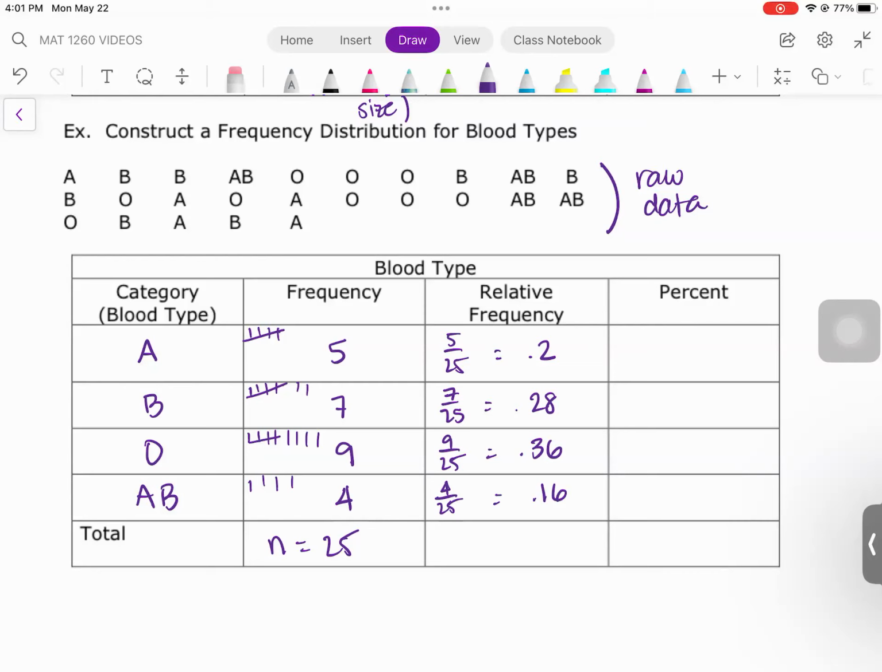And to get our percents, we're going to take those relative frequencies, multiply them by 100, which is the same effect as moving that decimal point 2 to the right. So we have 20%, 28%, 36%, and 16%.